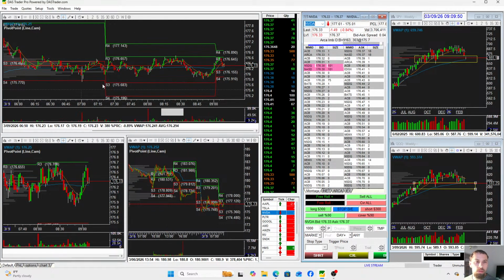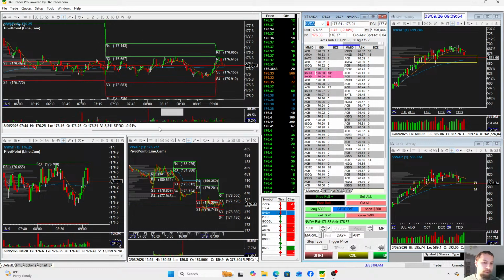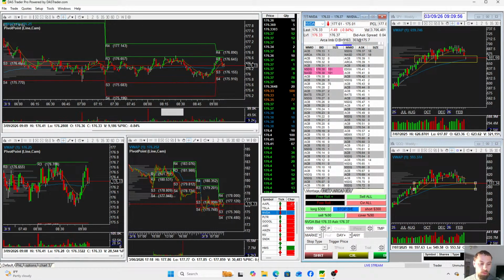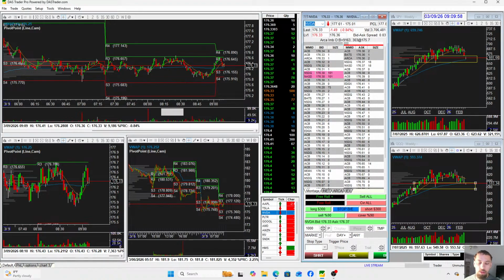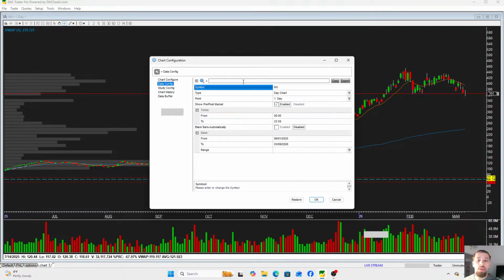Yeah, pretty interesting, guys, trying to figure this out. I'm trying to set my support and resistance levels on all my charts. But for some reason, trying to thumb through the different charts.